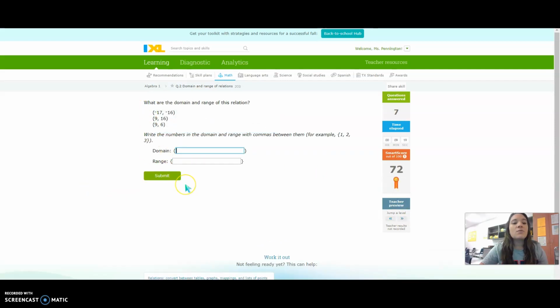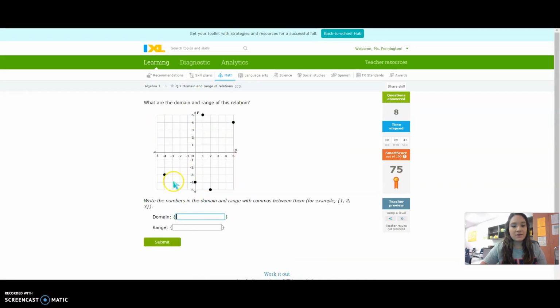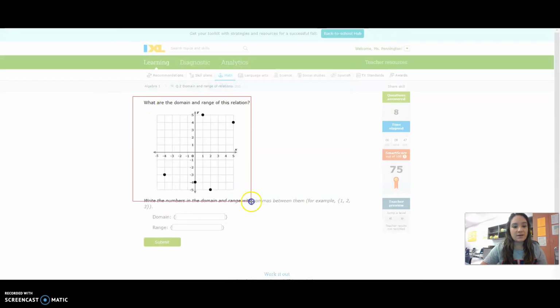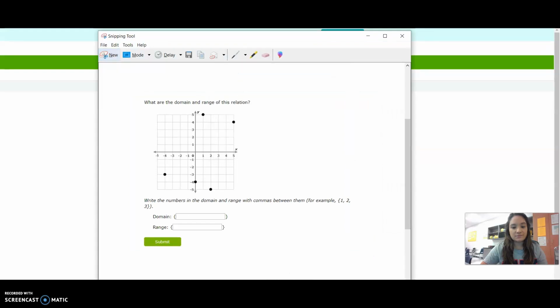Aha, so this one says, what are the domain and the range of this relation? So the domain is the x values, so -17, 9, and 9. So -17, since 9 repeats, I just write it one time. Range would be -16, 16, and 6, right? I'm just listing the x and y values. The domain and the range of this relation, let me snip it and put it in my notes so you can see.